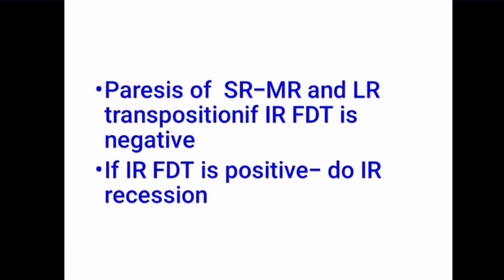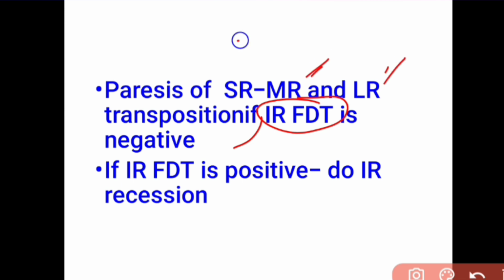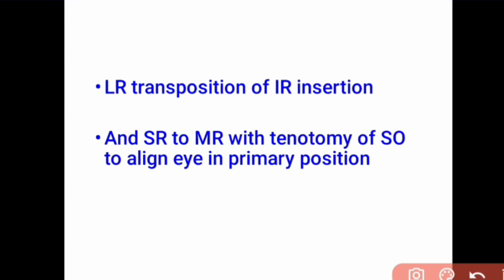And if there is paresis of the superior rectus muscle, then go for medial rectus and lateral rectus transposition to the superior rectus muscle if the inferior rectus FDT is negative. Means you do the FDT and if the FDT comes negative, then go for the NAPS procedure, that is transposition of medial rectus and lateral rectus to the superior rectus muscle. And if the FDT is positive for the inferior rectus, then do inferior rectus resection. NAPS has also suggested LR transposition to the inferior rectus insertion and superior rectus to the medial rectus insertion with a tenotomy of the superior oblique to align the eyes in primary position.